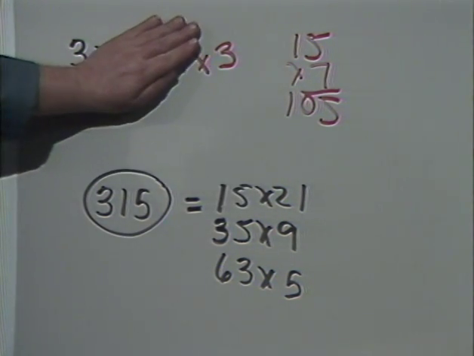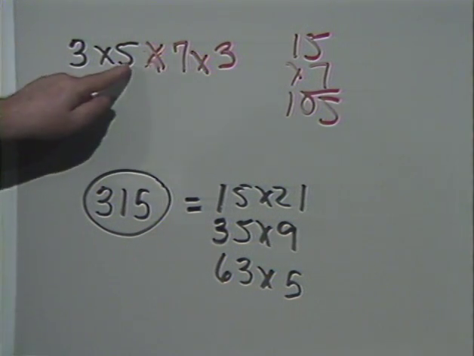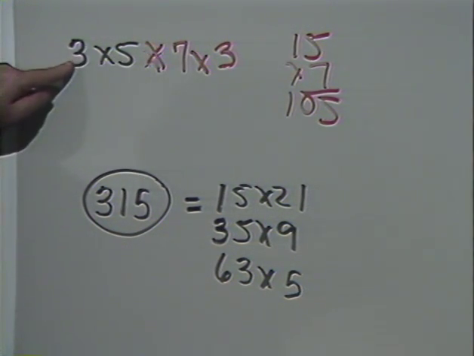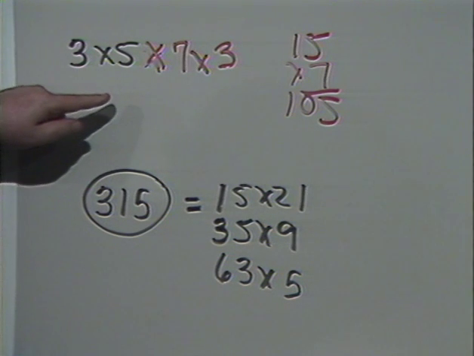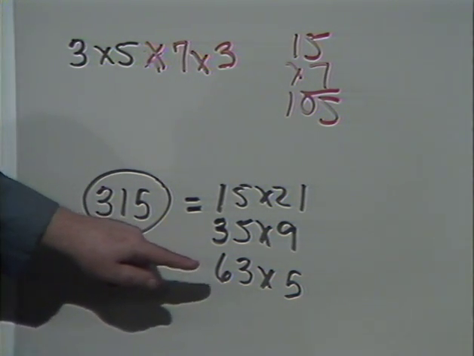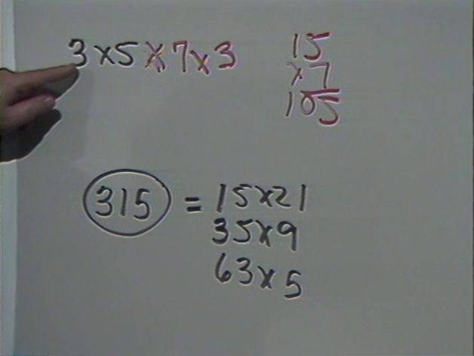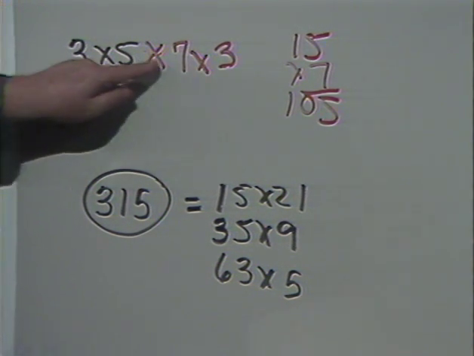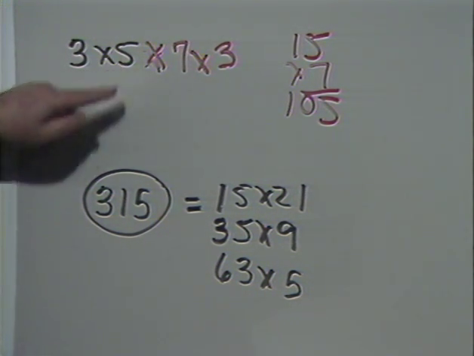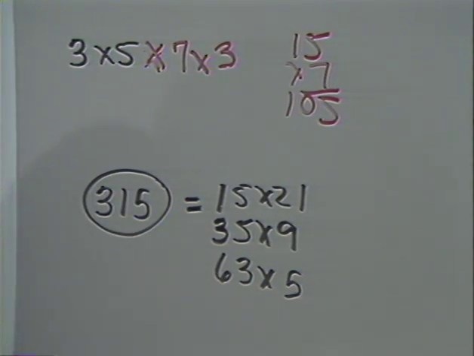It's also 35 times 9. If I take out the 5 times 7, I'm left with 3 times 3. And if I take out the 63, 63 is what? 2 3s and the 7. If I take out the 2 3s and the 7, I'm left with a 5. So 315 is also 63 times 5.